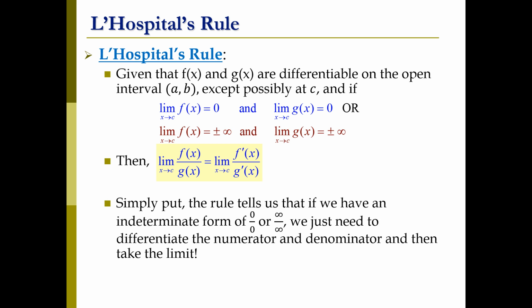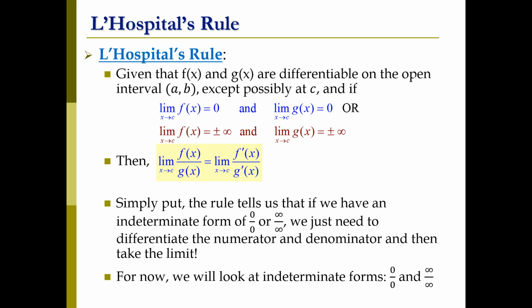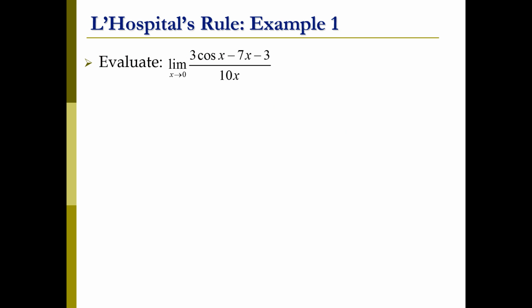Simply put, this rule tells us that if we have an indeterminate form of 0 over 0 or infinity over infinity, of course disregarding the positive or negative, we just need to differentiate the numerator and denominator and then take the limit. For now, we'll look at the indeterminate forms of 0 over 0 and infinity over infinity.